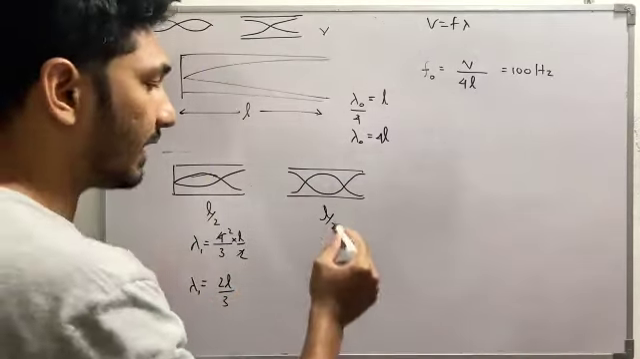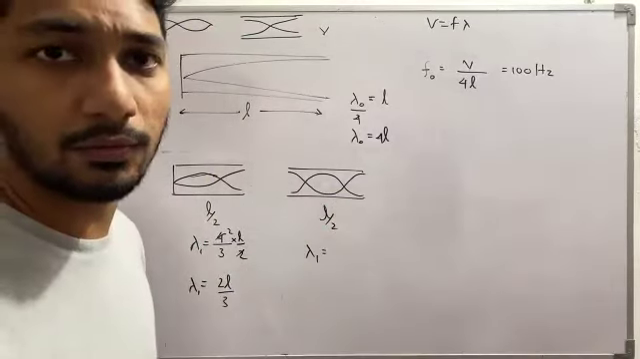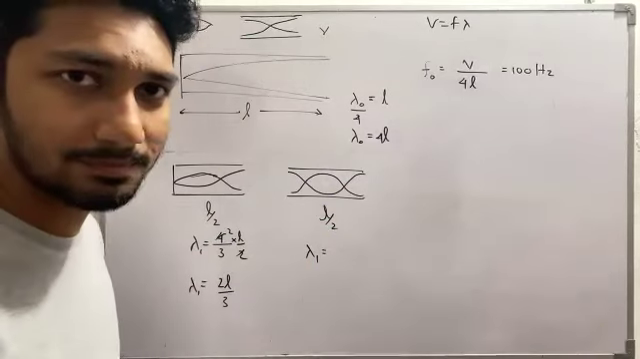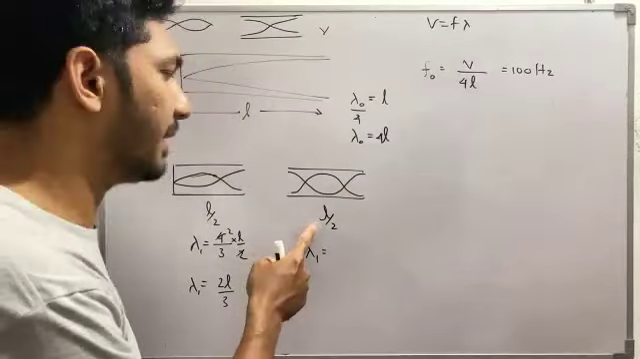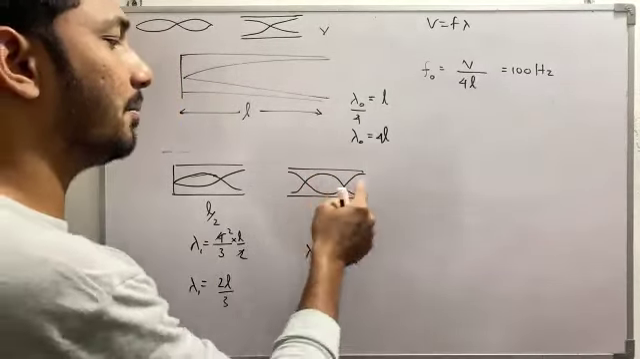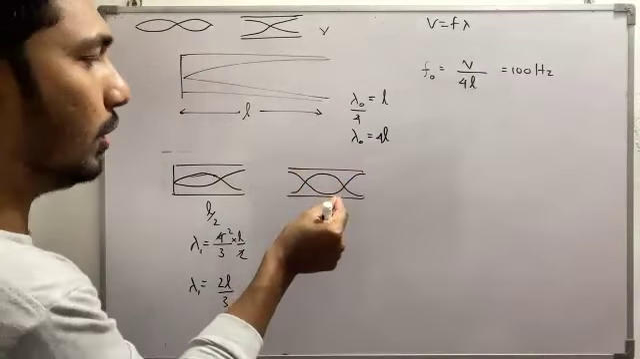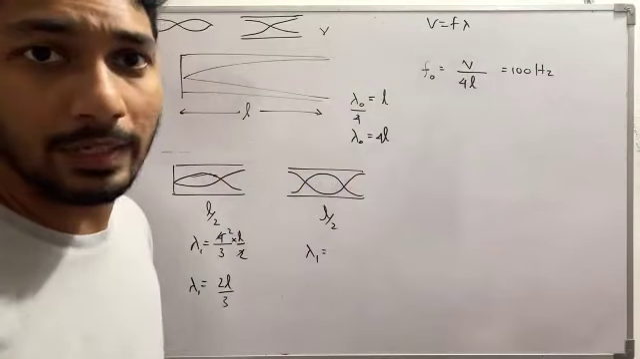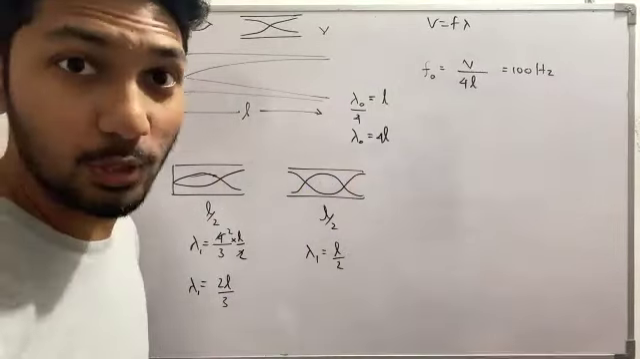In this case, what is lambda 1? The wavelength of the first overtone will be equal to the length itself, because there are already two complete loops. There is a complete wavelength here. This half and this half will make a full loop, and this one will make two loops. So this will be equal to L by 2. Do you understand?